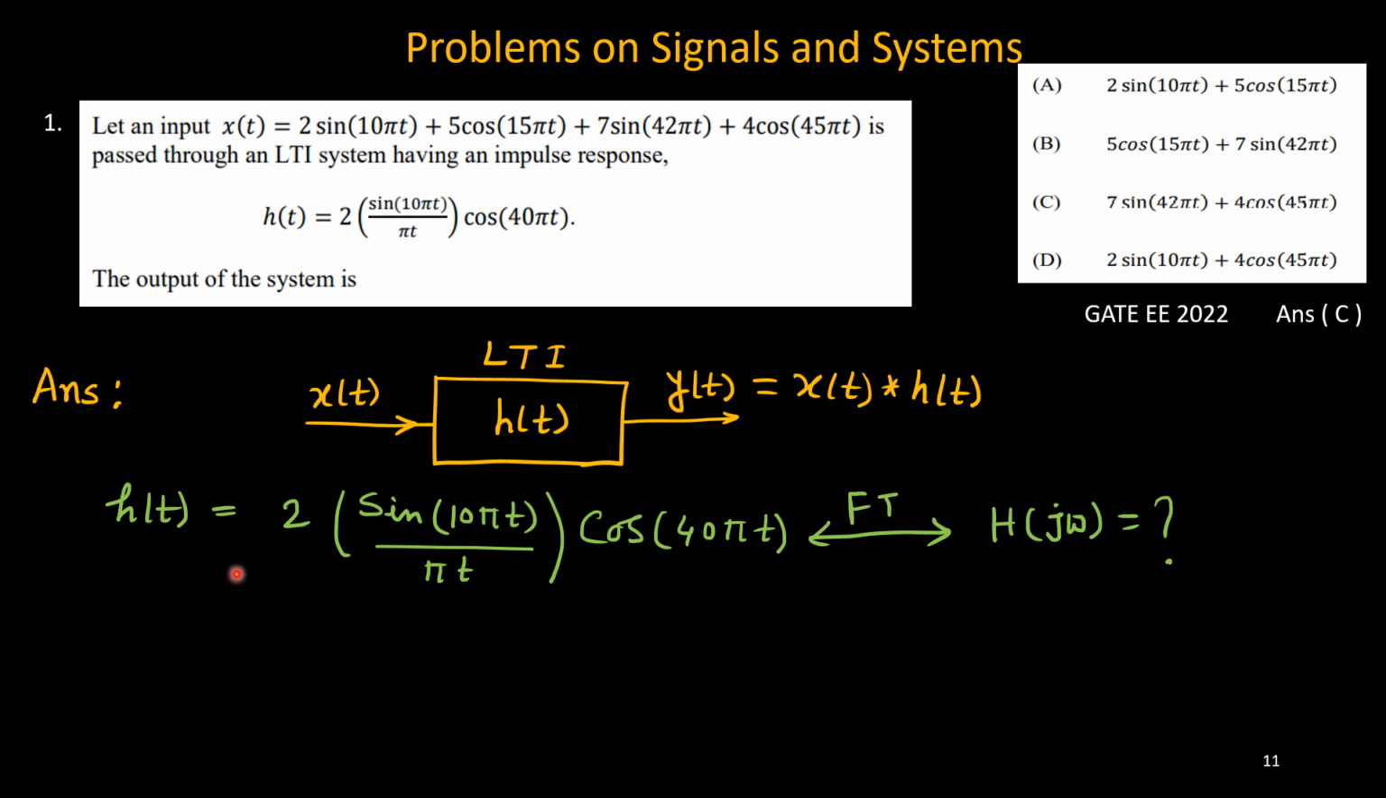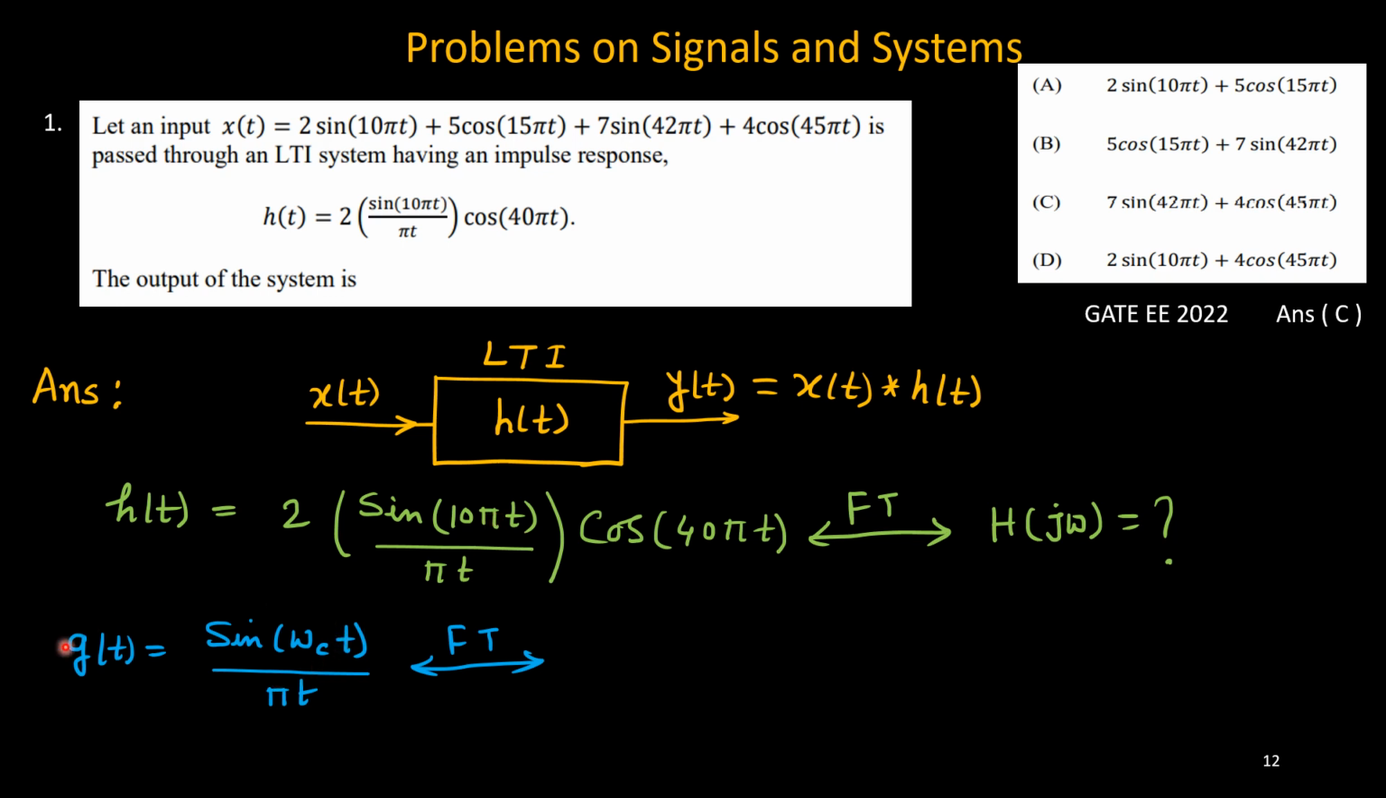So h of t is given as 2 times sine 10 pi t upon pi t times cos 40 pi t. Its Fourier transform will be H of j omega, which we need to find out. Now to solve this, we'll consider a small section first, sine 10 pi t upon pi t. I'll call it a signal g of t. G of t equals sine omega c t upon pi t, this form. So in this case, omega c is 10 pi.